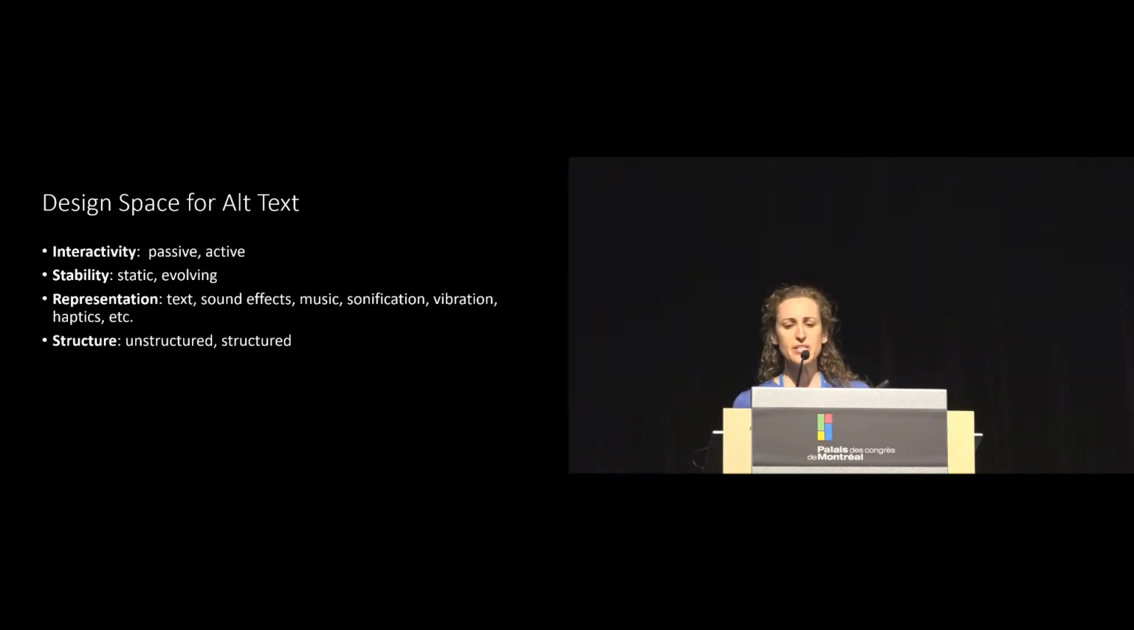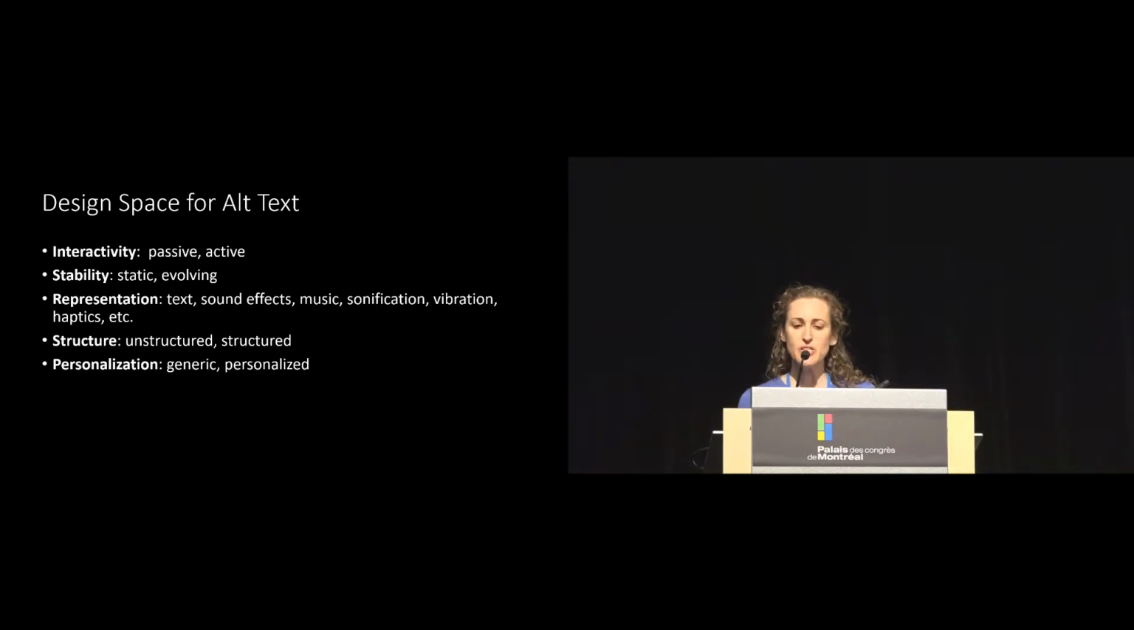A fourth dimension we consider is structure. So standard alt text today is unstructured. It simply consists of one or more words or phrases. However, structuring alt text with an ontology or metadata would allow users to better query or filter on certain types of detail based on their interests.